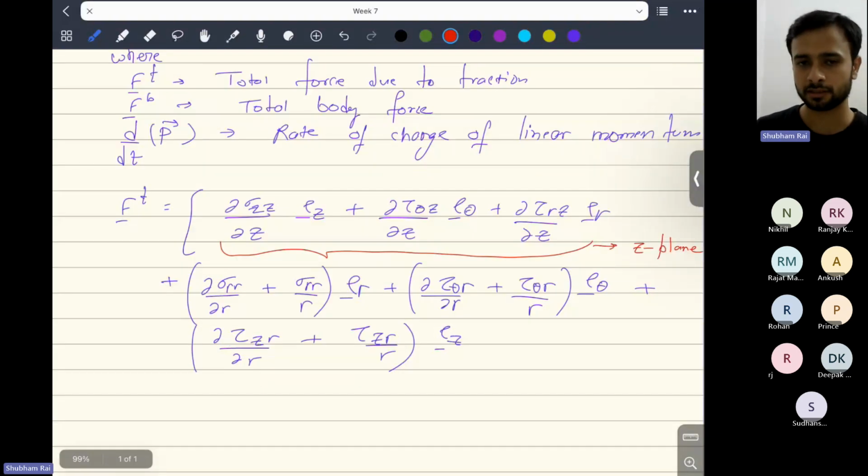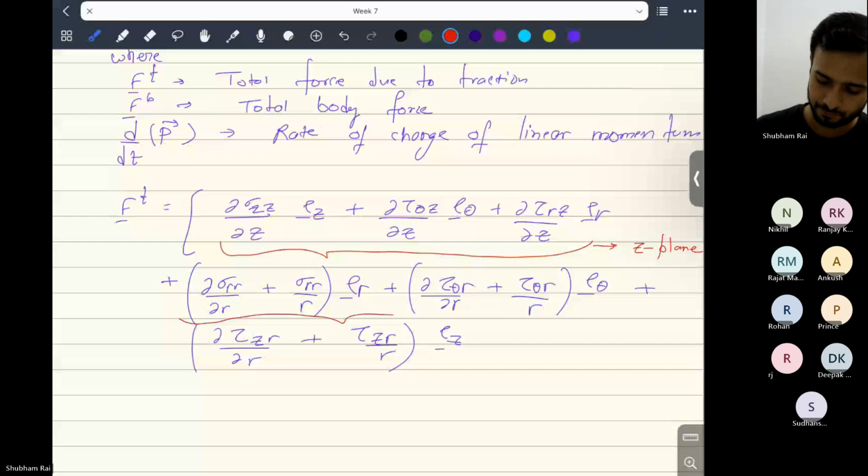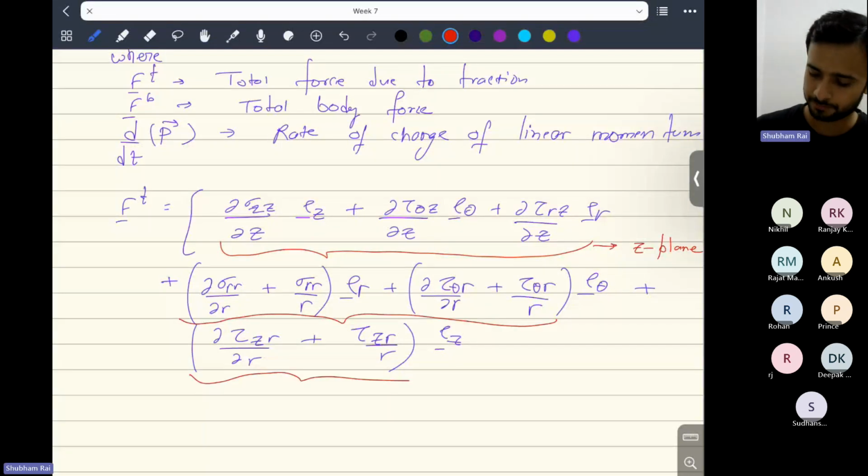I'm just recapitulating and writing the formula. The derivation has been done in the lectures. You can go back there and watch the derivations. So this is on r plane.